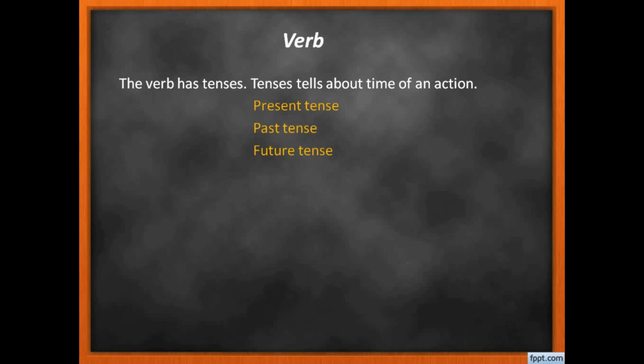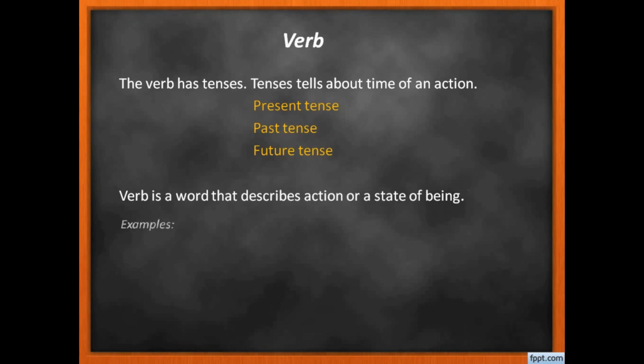What does a verb do? Verb shows action and state. It is a word that describes an action or a state of being. For example, Smita plays tennis. Here in this sentence, the verb is plays. Plays is an action verb. It tells about physical activity.